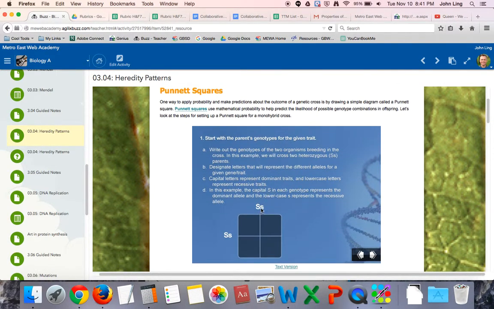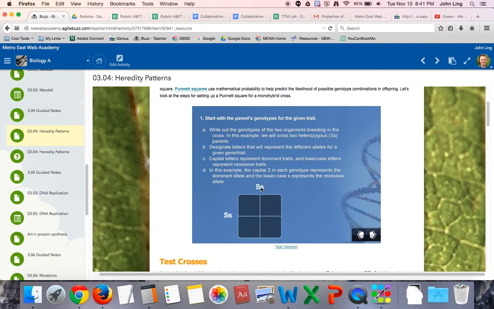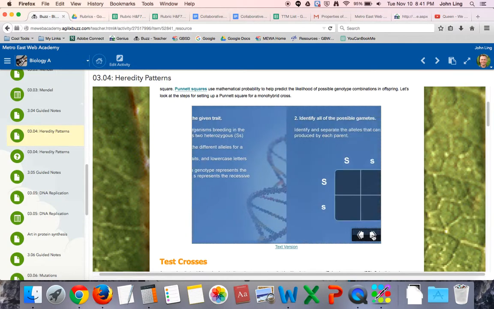So again, these two S's here, whatever trait this is, in this case you have a cross between one individual, say dad, and this one's mom here. And they're both heterozygous, meaning they both have one dominant and one recessive allele for whatever trait this is.